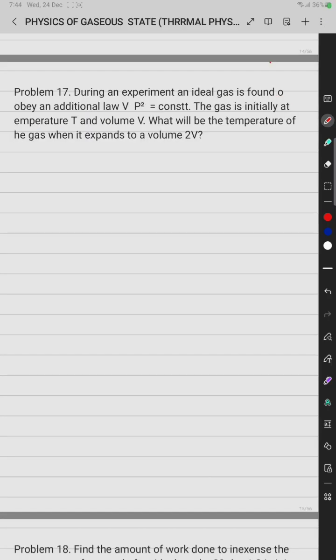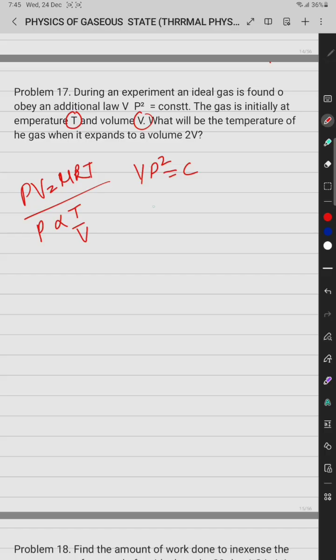An ideal gas is found to obey the law that V P square is a constant. And we know the ideal gas equation is PV equal to μRT. Then we want to find the relation between temperature and volume. So we eliminate the pressure, and pressure is proportional to T by V. We put the value of T by V, squared, into V equal to constant. Then T square by V is a constant.